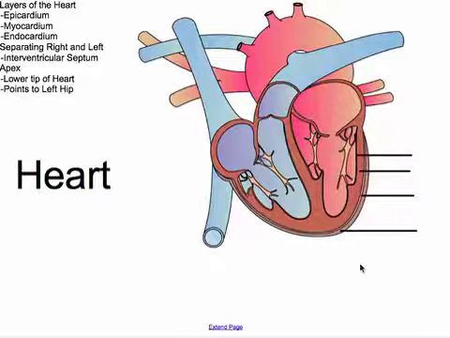So let's get started. All right, this is your heart, and these are all the blood vessels that are associated with the heart as well. So let's go over the different parts. First of all, we have the epicardium, which we have seen that epi means the outer layer. So this is the epicardium.